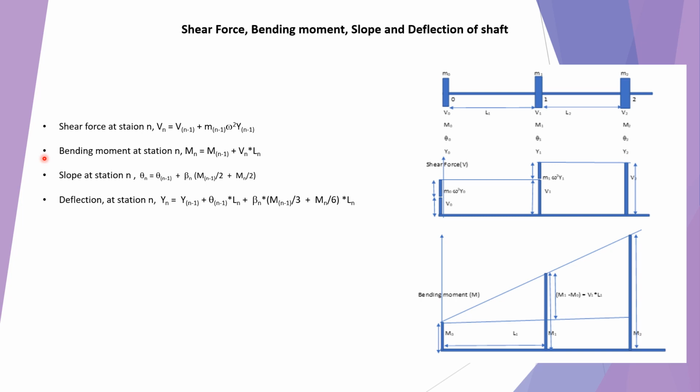Slope at station n is theta n = theta n-1 + beta n (Mn-1/2 + Mn/2). Deflection at station n, Yn = Yn-1 + theta n-1 Ln + beta n (Mn-1/3 + Mn/6) Ln. So these are the general equations for shear force, bending moment, slope and deflection.